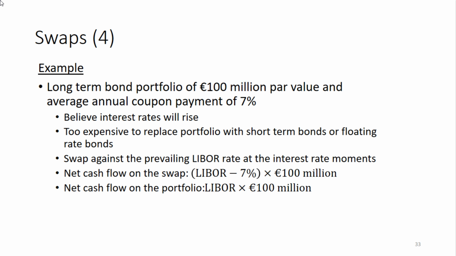And then of course, if you are right in your vision that interest rates will rise, then this LIBOR rate will be higher than the 7%, which means that I will make an additional income which is more than I had originally. But you are not 100% certain that it will happen. It's your vision that this will happen.